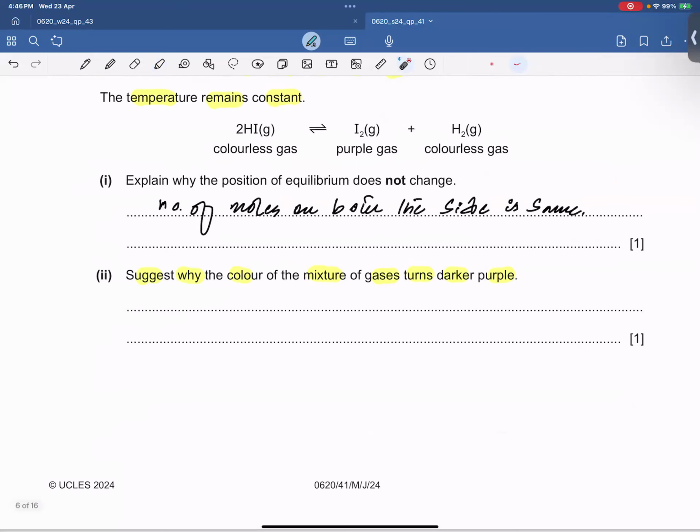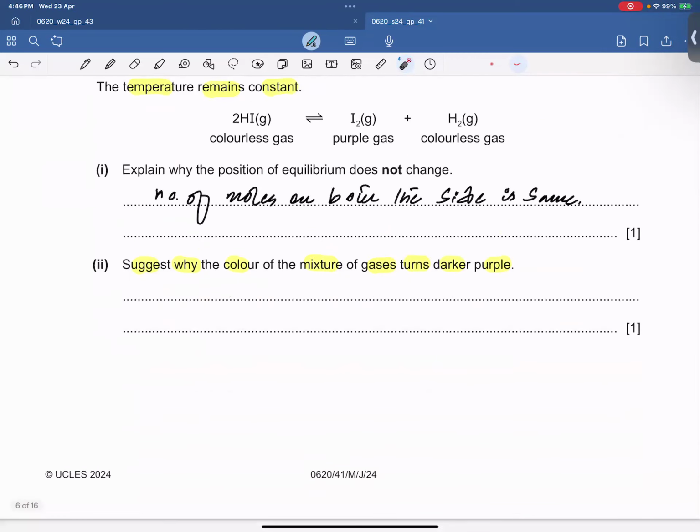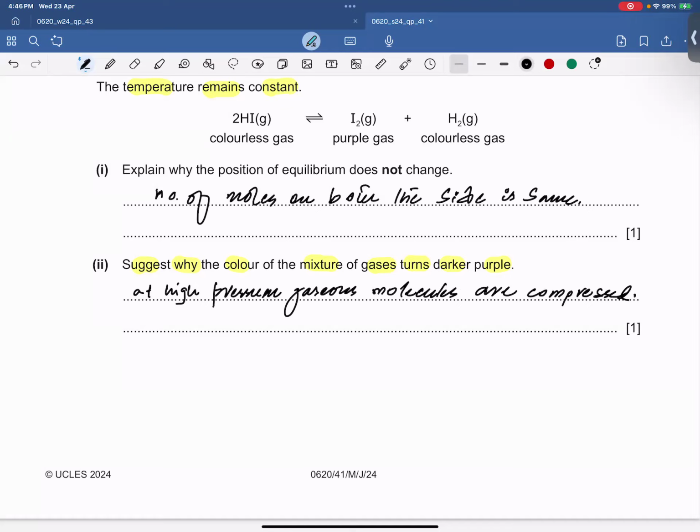So obviously, when you increase the pressure, the gaseous molecules are compressed. So molecules come close together, which is why it becomes darker purple. At high pressure, gaseous molecules are compressed. So molecules come close together. So the color is dark purple now.